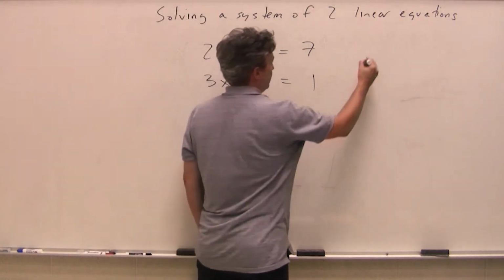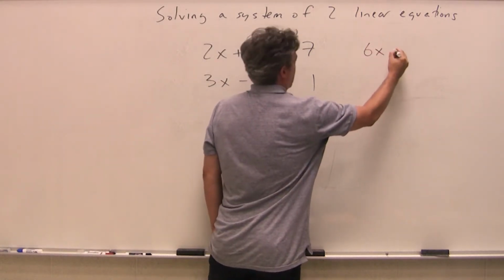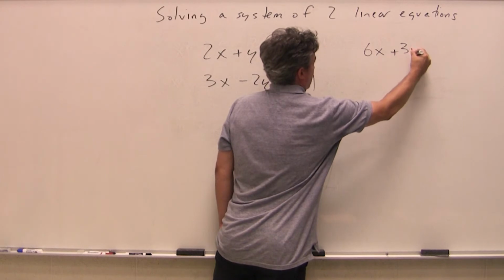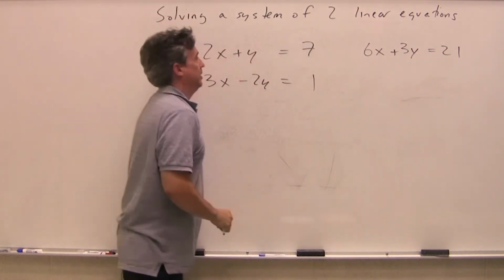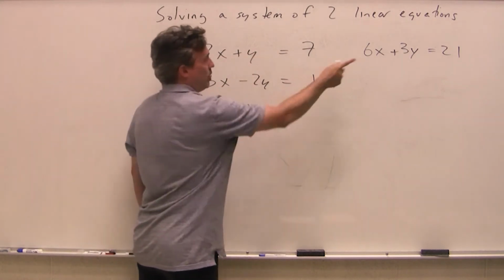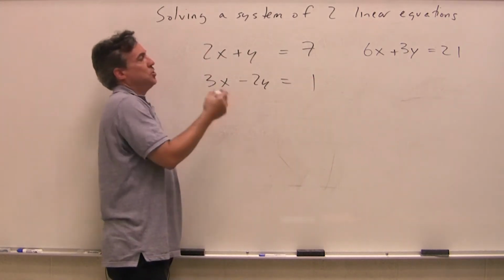If I did, I would get this result. 6x plus 3y is 21. If this equation is true, that equation has just as much information and it's just as true.